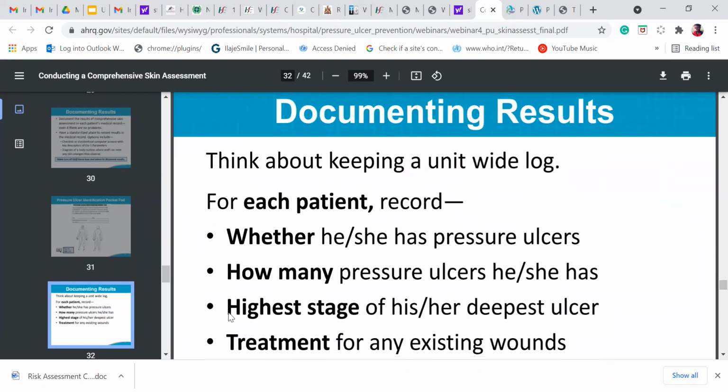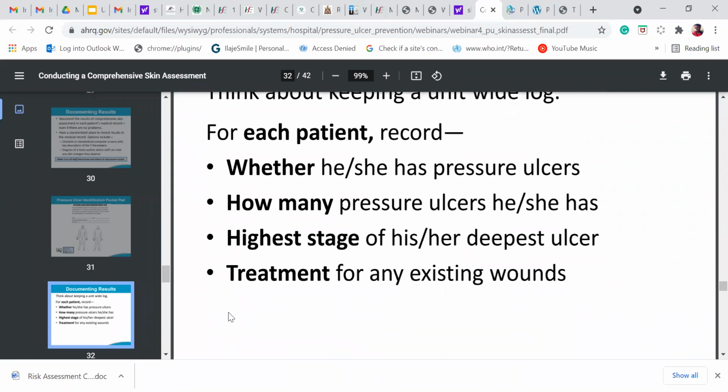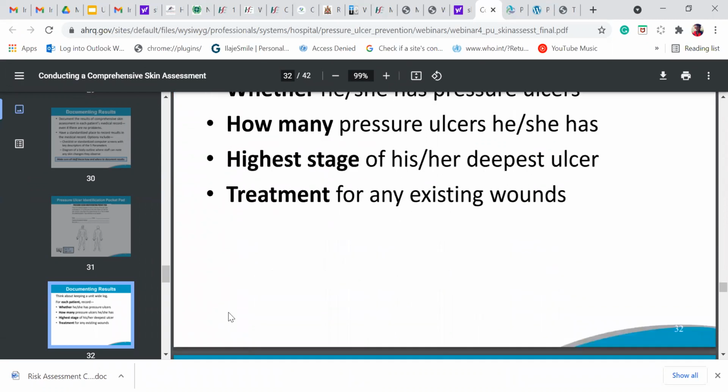So documenting results. Think about your patients: for each patient, check whether the patient has a pressure ulcer, how many pressure ulcers he or she has, what's the highest stage, and what is the treatment plan.